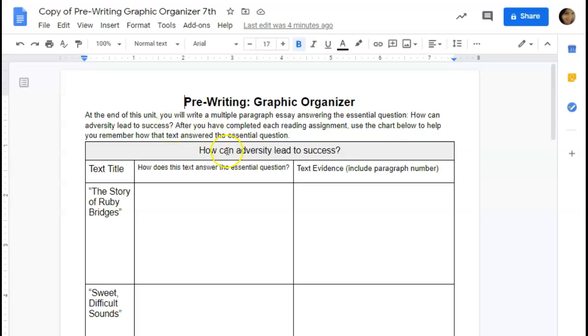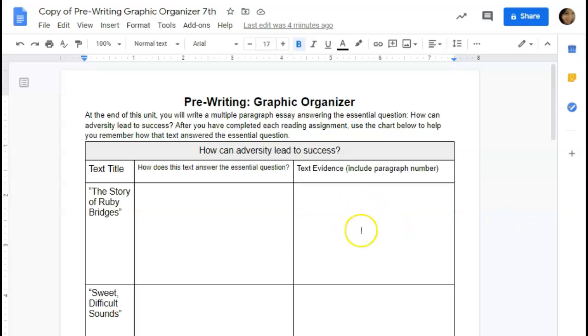After you have completed each reading assignment, use the chart below to help you remember how that text answered the essential question. So you could possibly use that as evidence in your writing. So with the story of Ruby Bridges, you're going to be thinking about, how does this text answer the essential question that adversity can lead to success? So really, you want to read the whole story, listen to the whole story, and think about the outcome and how everything she went through led to a positive outcome.